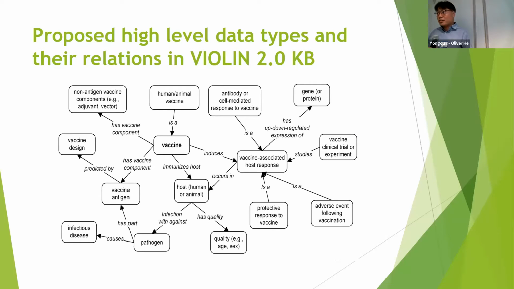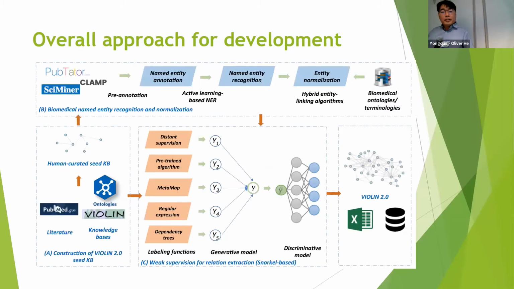It's an overall scheme, and it has a lot of different entities, including vaccines, genes, and various other entities, that can be represented from an ontological perspective. And this depicts the overall approach of our development strategy. We will use the current VIOLIN and VIOLIN sub-databases to build our model.